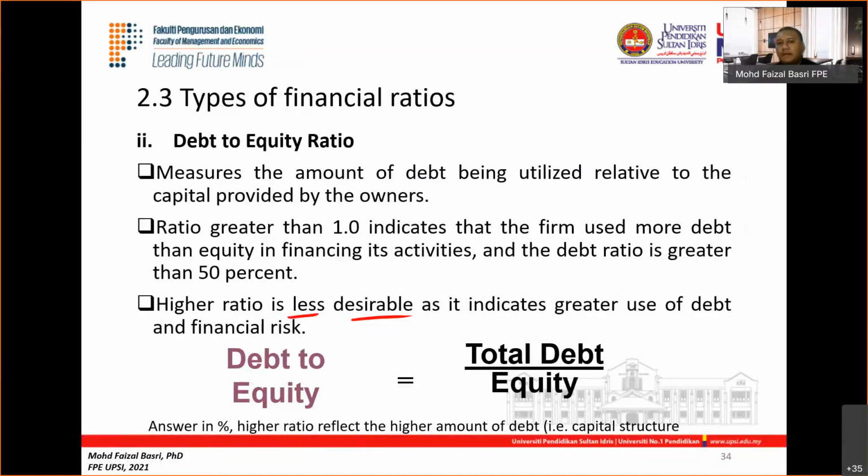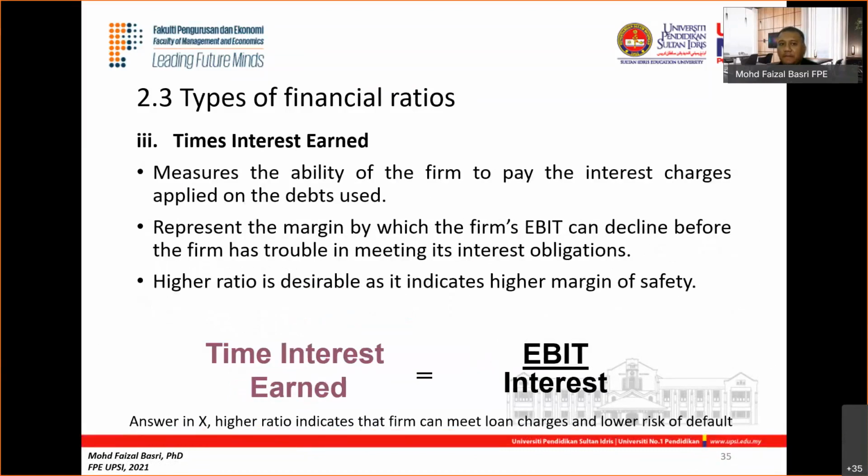Okay. And the last one under leverage would be times interest earned. This is the only ratio under leverage which indicates the higher the ratio, the better. This is totally the opposite from the first two. Remember, for times interest earned, the higher the better. A higher ratio is desirable, because for times interest earned, we are looking at their payment.